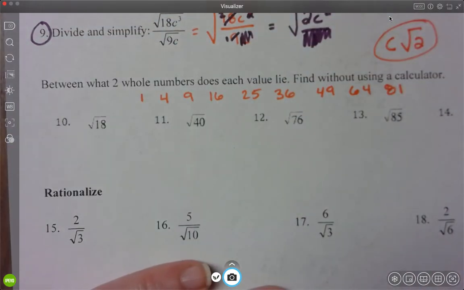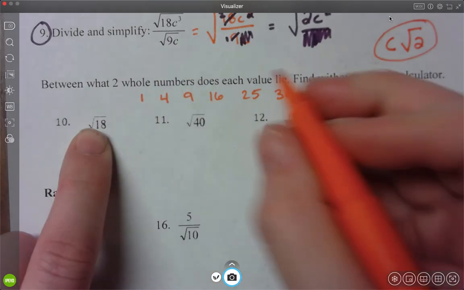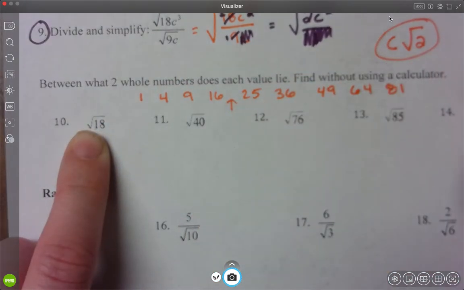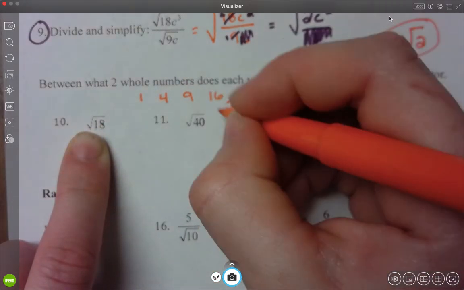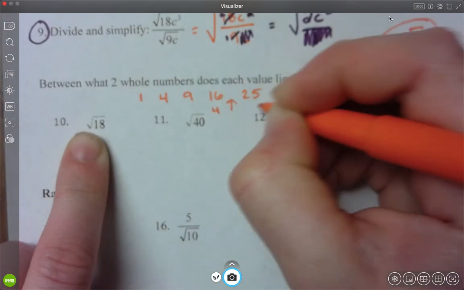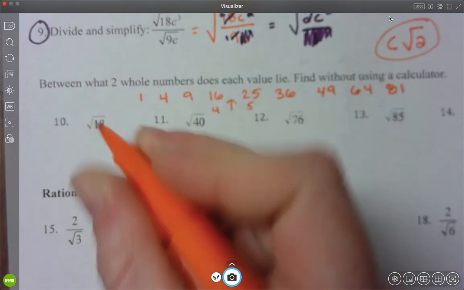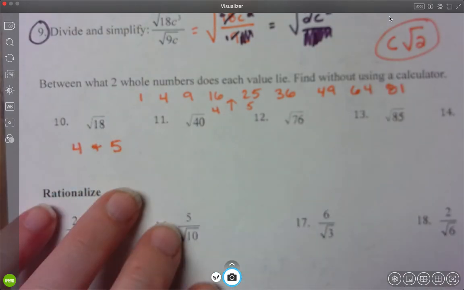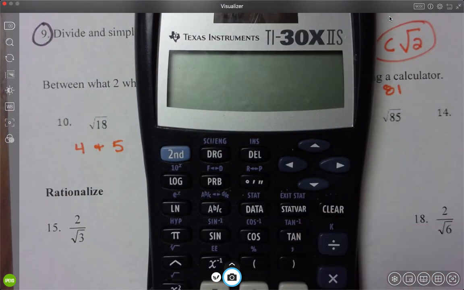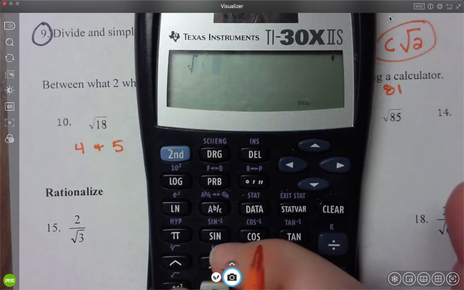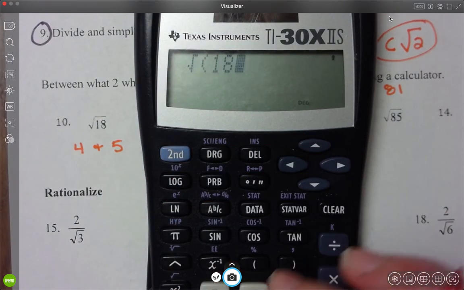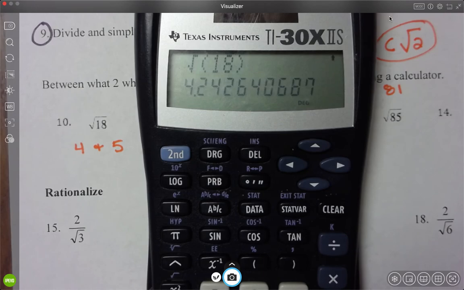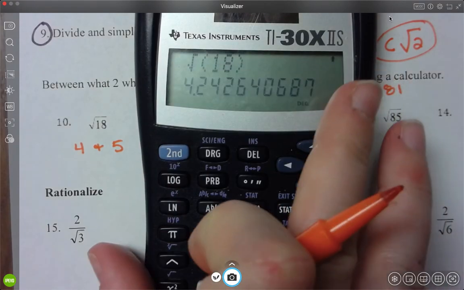So 18 lives right here. Okay. So 18 is between 16 and 25. 16 is 4 squared. 25 is 5 squared. So if I would take the square root of 18, it would be a decimal number that's between 4 and 5. Right? The square root of 18 is a decimal number between 4 and 5. 4.24 is what he is. Okay. I'll do one more of these.